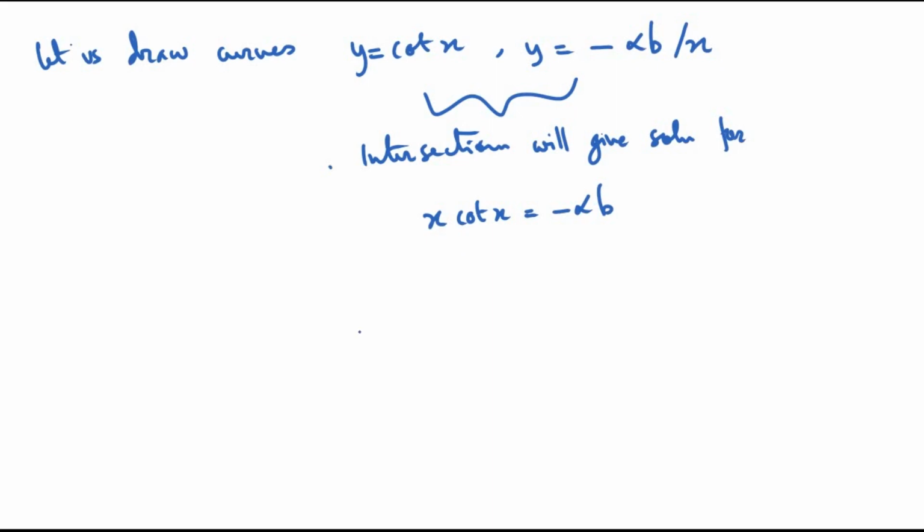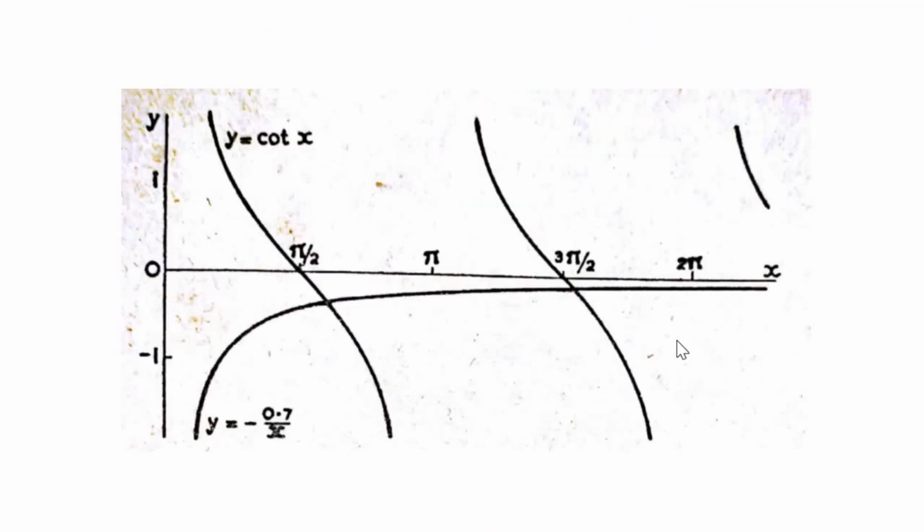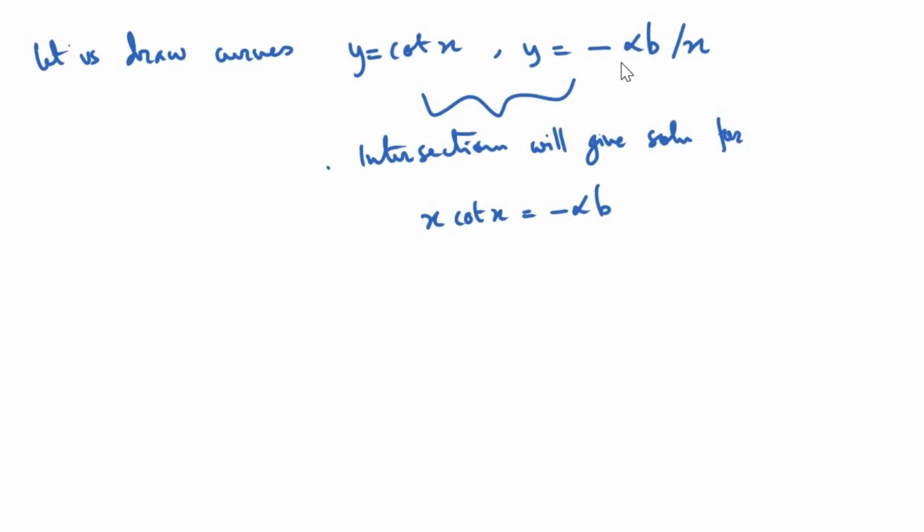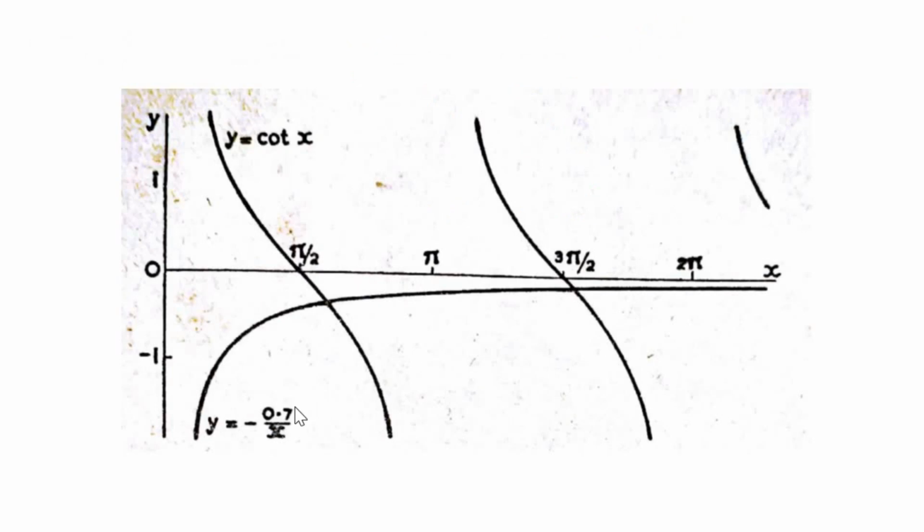So let me start doing that. So as I was telling you, I have drawn the two curves over here, right? Yes, y equals cot x and y equals minus alpha b by x. Remember, alpha b value was 0.7 or so. So I have put in the value, and here the intersection will give us the roots. So what do you see from here? You can see that the roots are approximately equal to, but slightly larger than this. You see here.